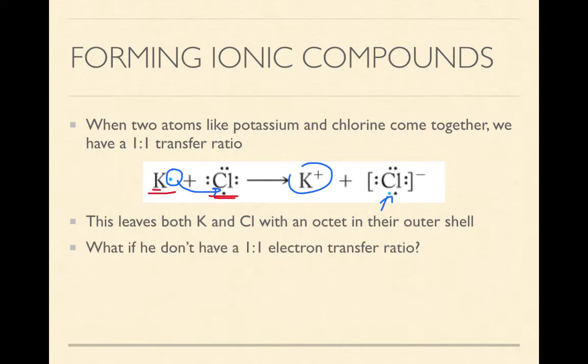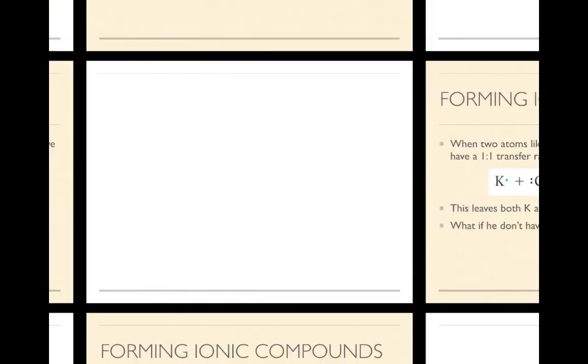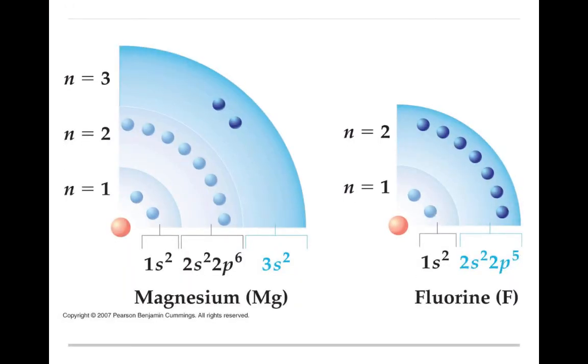But what if we don't have a 1-to-1 electron transfer ratio in our ions? Well, let's take a look at an example like that. Magnesium and fluorine are a great example. Magnesium has 2 valence electrons that it needs to try to get rid of. Fluorine, on the other hand, has 7 valence electrons, so it really only needs to gain 1. Based on their position in the periodic table, magnesium tends to form a 2+ ion because it's in group 2, and fluorine tends to form a -1 ion.